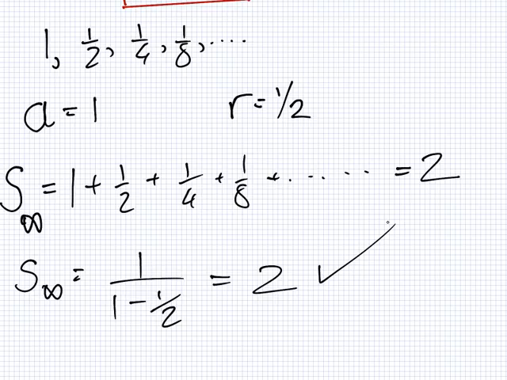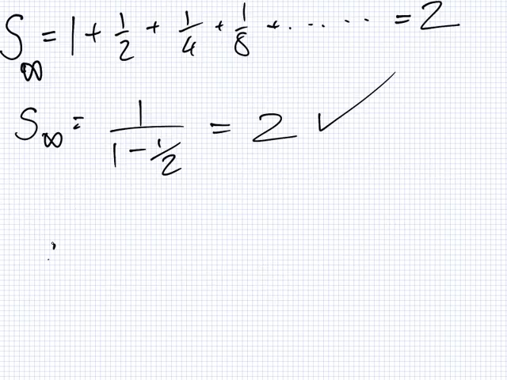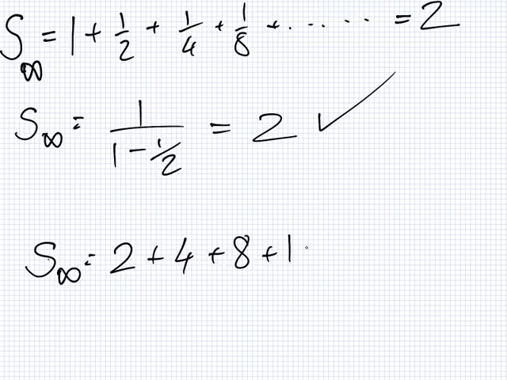Now, let's say I had this infinite sum: 2 plus 4 plus 8 plus 16 plus 32. This is geometric, of course. Will this have a limit? What do you think? No, this is not convergent. This is divergent. And in the exam, they often ask you, is it convergent or divergent, and why?